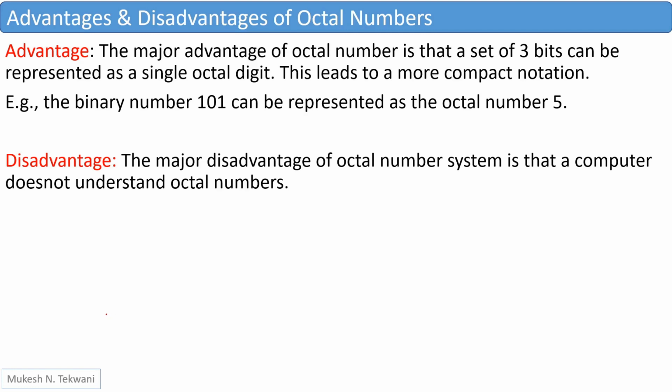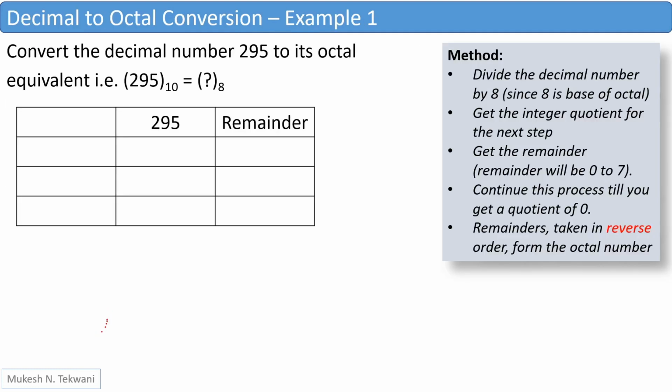But octal numbers have a disadvantage in that a computer system doesn't really understand octal numbers. The native language of a computer is the binary language. Let us now take one example of how to convert a decimal number to its octal equivalent.